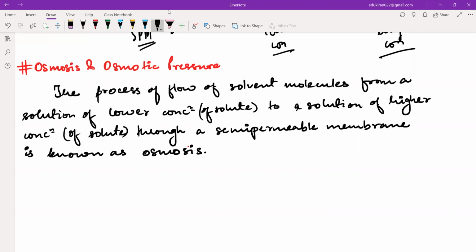Okay. And this is an important question with respect to CBSE examinations. In 2011, 13, and 15, this has been asked. The definition of osmosis. What is osmosis? For 1 mark only, but it has been asked. What is the definition of osmosis? Okay. Now, next point, please write with me.